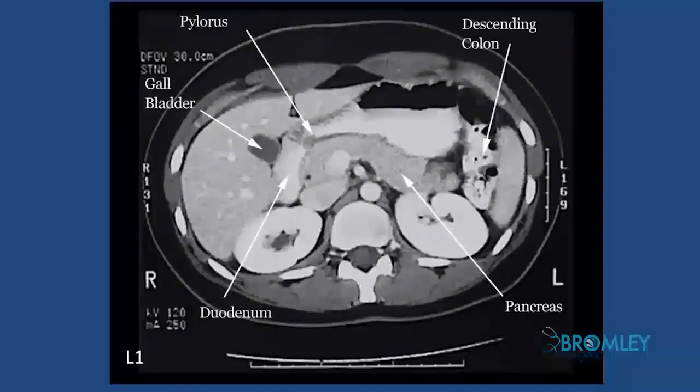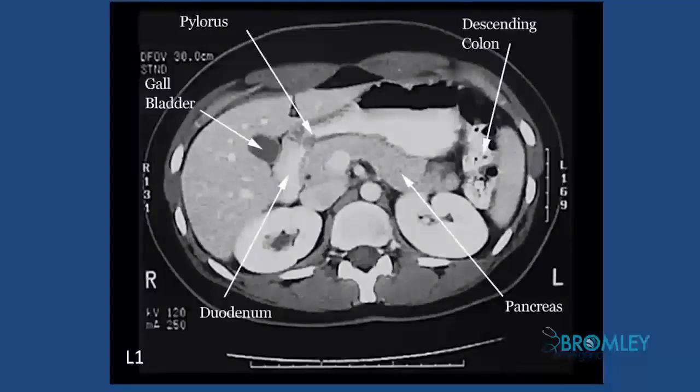Behind the pancreas against the vertebra, we've got the aorta. Just in front of that, we've got the beginning of the superior mesenteric artery. And the other structure, slightly closer to the liver than the SMA, is the portal vein. So we've got three big vessels there. We can see both of the kidneys fairly clearly, and we can also pick up the descending colon on the left side. So that's the L1 level.